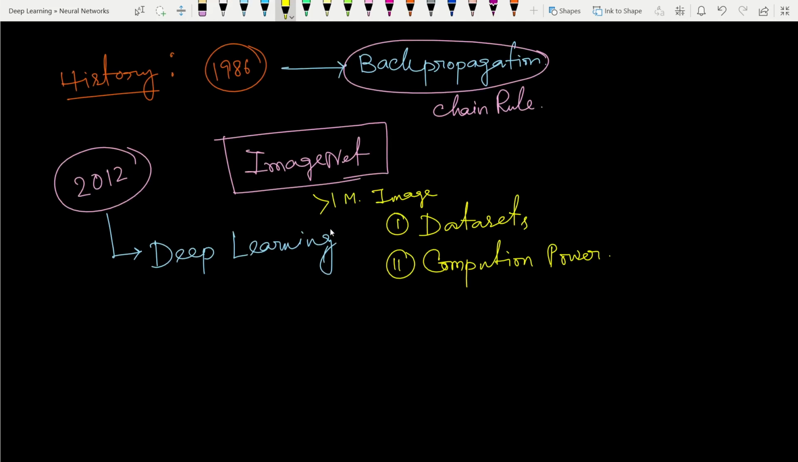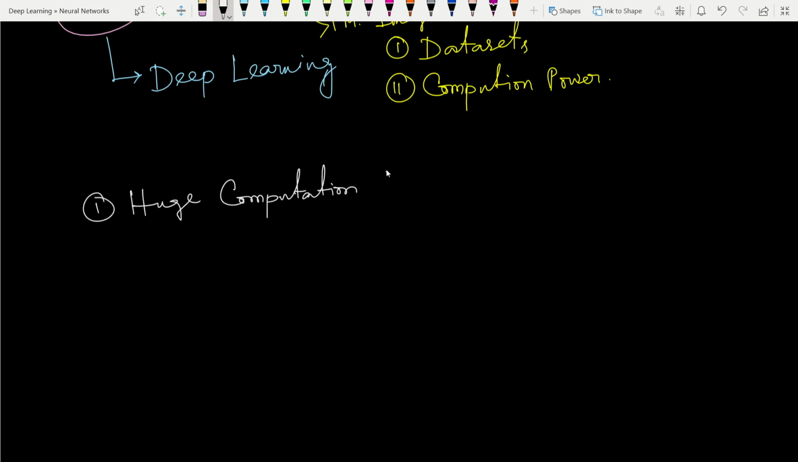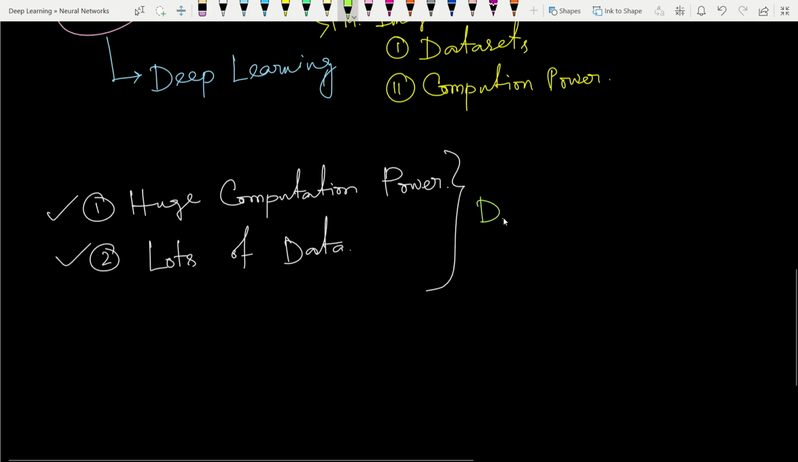But why is deep learning so popular today? First, today we have a huge amount of computational power. And second, we have lots of data, because in this internet age we have billions of petabytes of data. We are sitting on petabytes of data. These are the two main reasons why deep learning is so popular in today's artificial intelligence age.